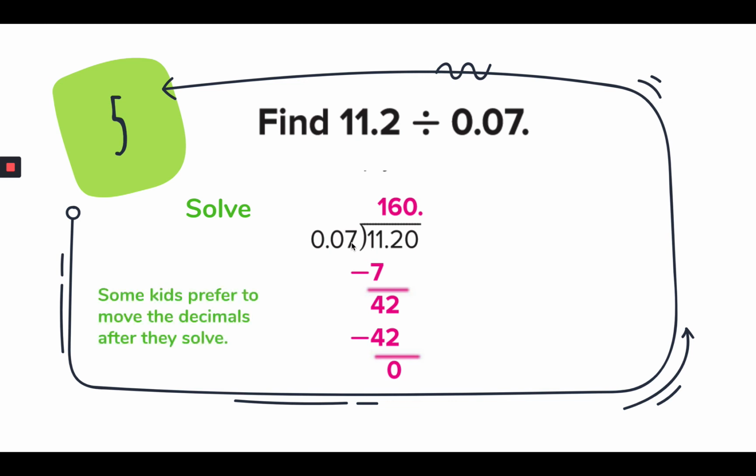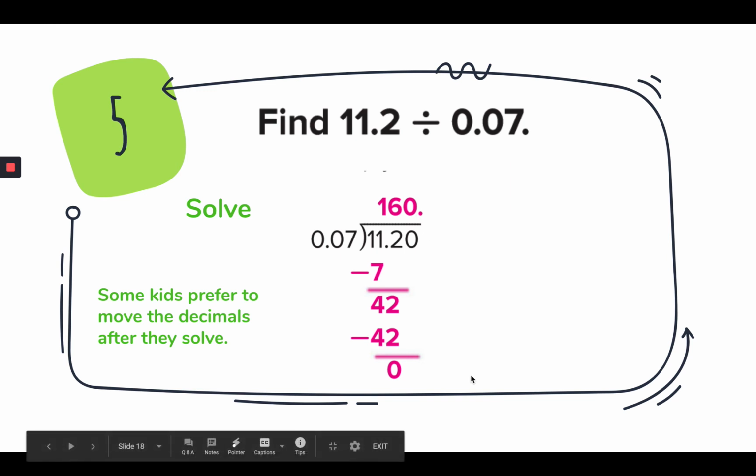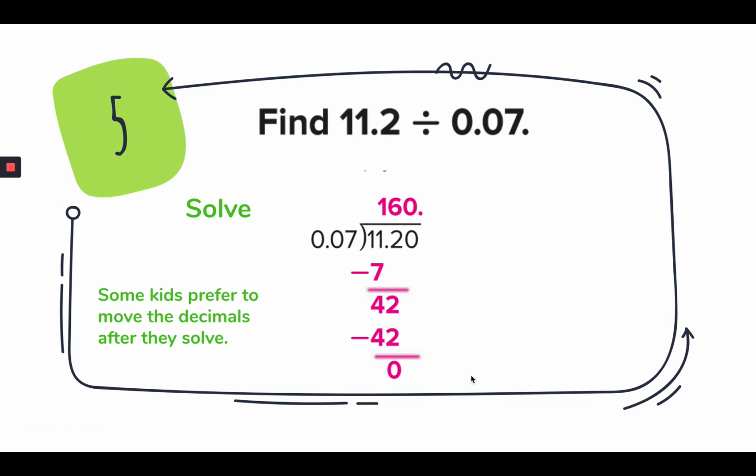You can think of this as 7 goes into 11 once. 1 times 7 is 7. 11 minus 7 is 4. Bring down the 2. 7 goes into 42 6 times. 6 times 7 is 42. In this case, I had to add a 0, so my answer is 160. You can always do that and then move your decimal at the end if that's more helpful to you.